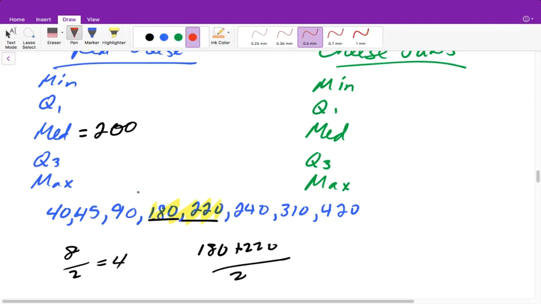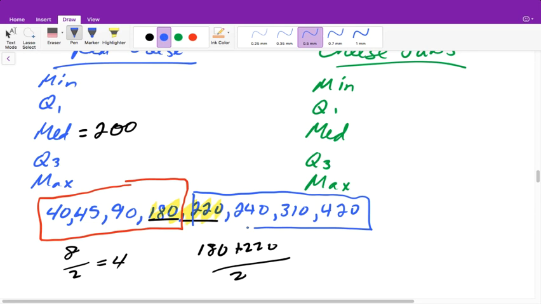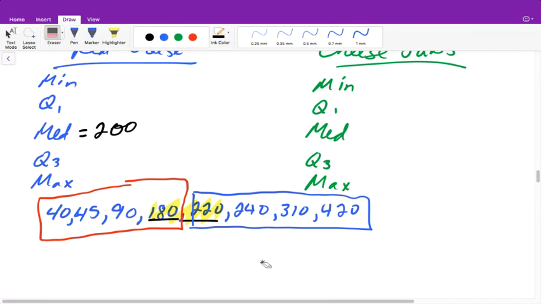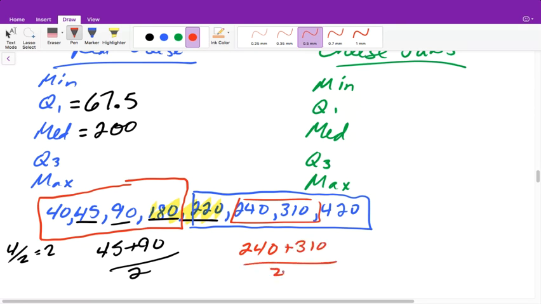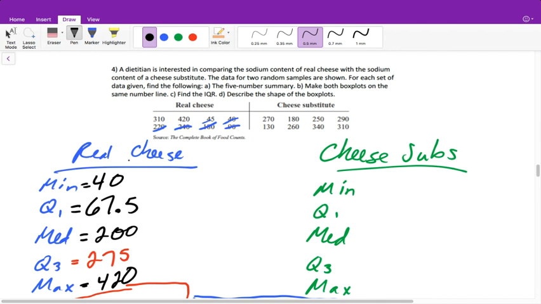So remember, this now breaks our groups into 2 separate groups. We have this group here below the median, and then we have this group here above the median. In order to find our Q1 or our Q3, we need to take the median of each of those ranges. So here we have 4 digits. So 4 divided by 2 is 2. So that means we need to take the second and the third number. We need to add them together and divide it by 2. Right? That gives us a Q1 of 67.5. Then, in order to find our Q3, we need to take the average of these two numbers. So 240 plus 310 divided by 2, and that will give us a Q3 of 275. The minimum and the maximum value are very easy. It's just the lowest value and the maximum value. So that is our 5-number summary. Did not mean to write a 5 there. Our 5-number summary for the real cheese and the amount of sodium content that it contains.